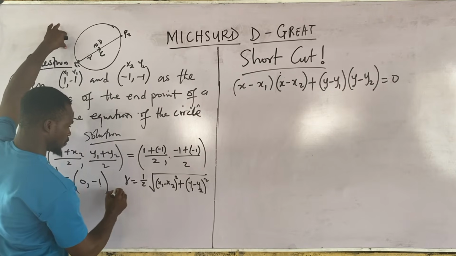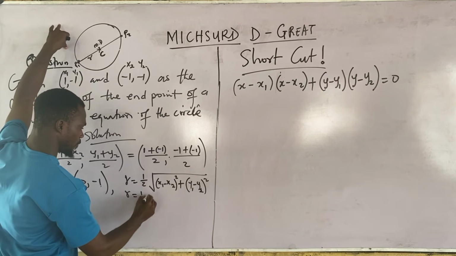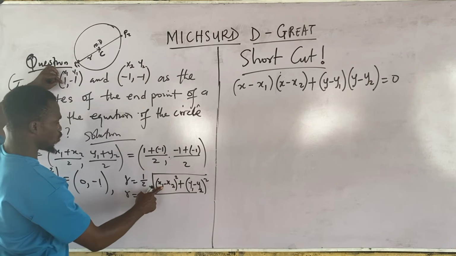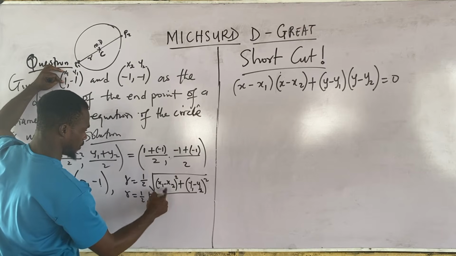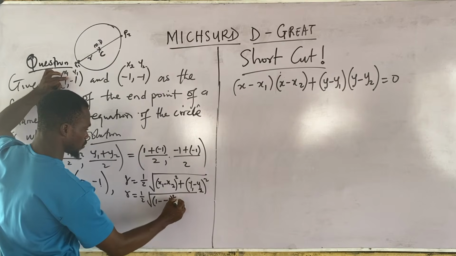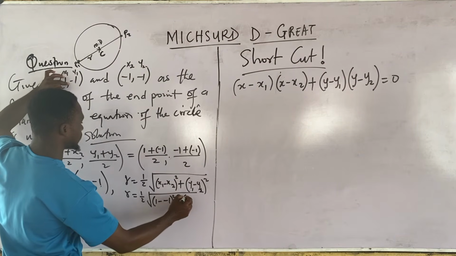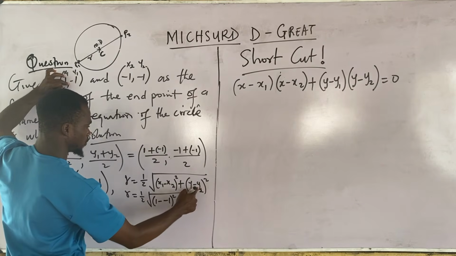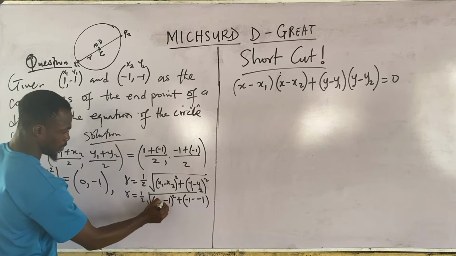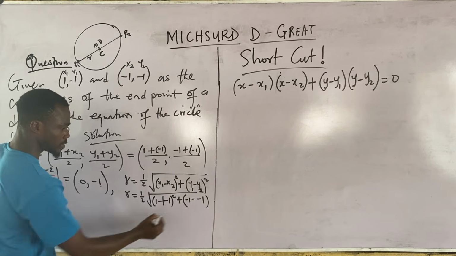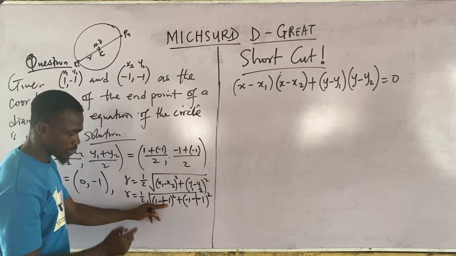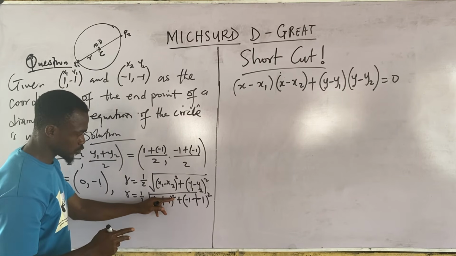So if we substitute, the radius will be half of the square root of (x1 minus x2) all squared plus (y1 minus y2) all squared. Our x1 is 1, so we have 1 minus x2. x2 is minus 1, so all squared, plus y1 is minus 1, then minus y2. y2 is minus 1. So we can see that here will be plus, minus times minus is plus. So 1 plus 1 will give us 2. So we have 2 squared is 4.